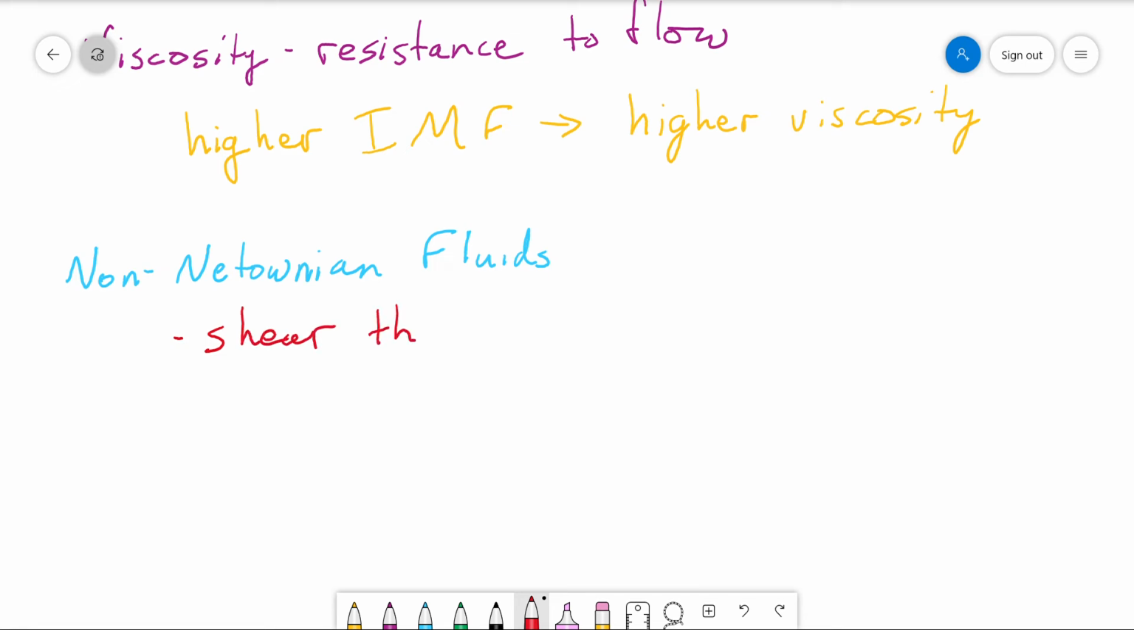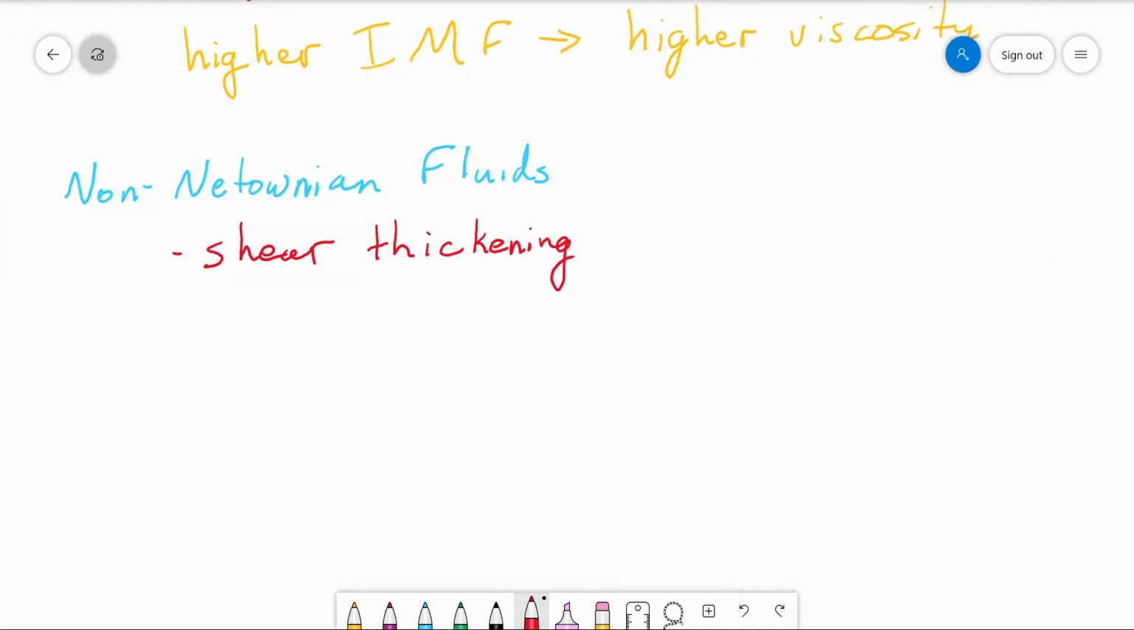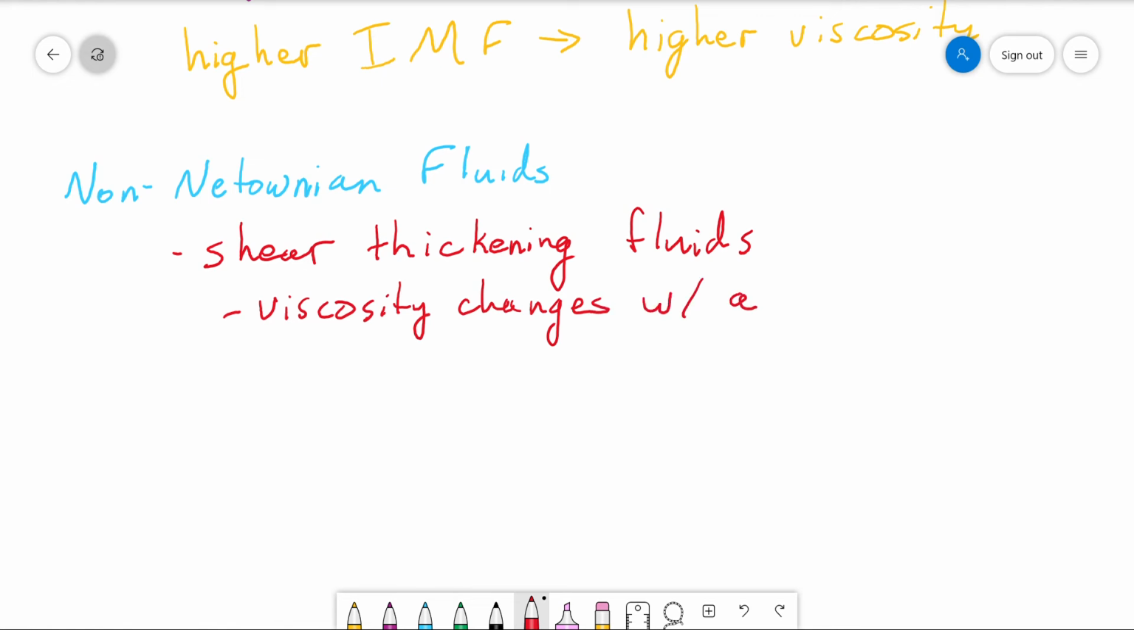First, let's talk about shear thickening. And really, this is just for general interest. Shear thickening fluids. So what is a shear thickening fluid? When you apply a force, the viscosity goes up. Well, this just means that the viscosity changes with applied force.